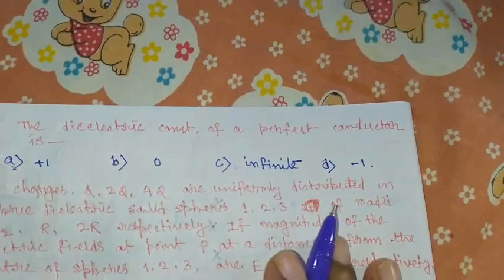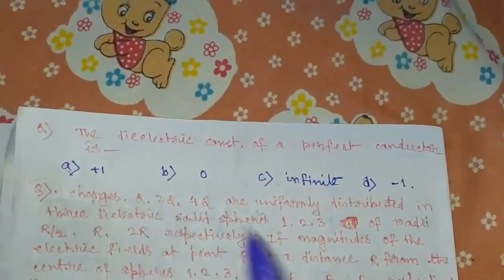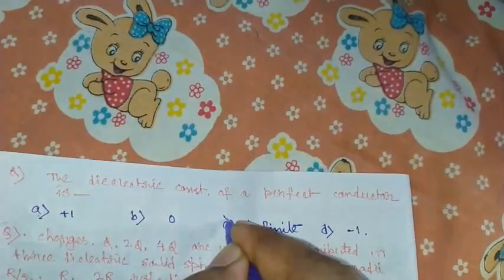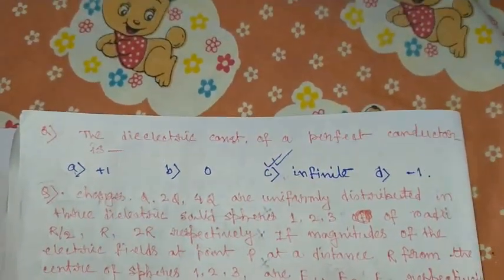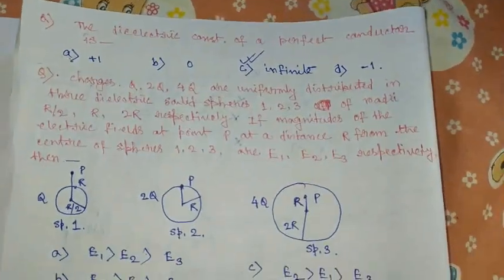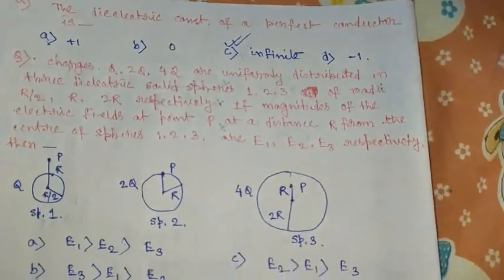The dielectric constant of a perfect conductor is infinite. You know this value, infinite. Now the best question so far.